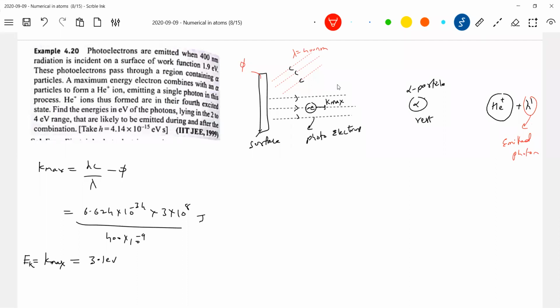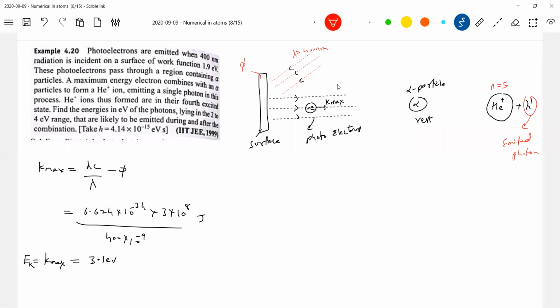Here a maximum energy electron combines with an alpha particle to form a helium ion, emitting a single photon in this process. Helium ions thus formed are in their fourth excited state. They're not in the ground state. Fourth excited state means n equal to 5. Helium plus is formed in n equal to 5. If you know the energy of helium plus in n equal to 5, no need to calculate straight away. You can make this problem very easy.